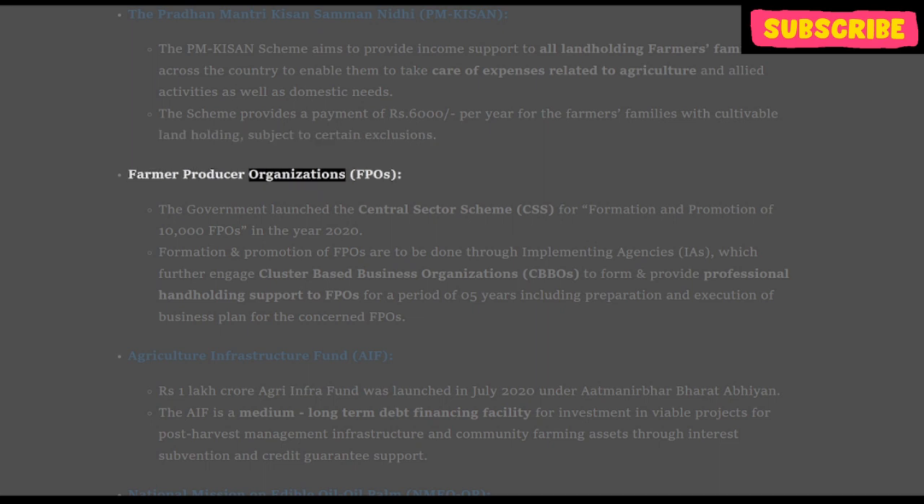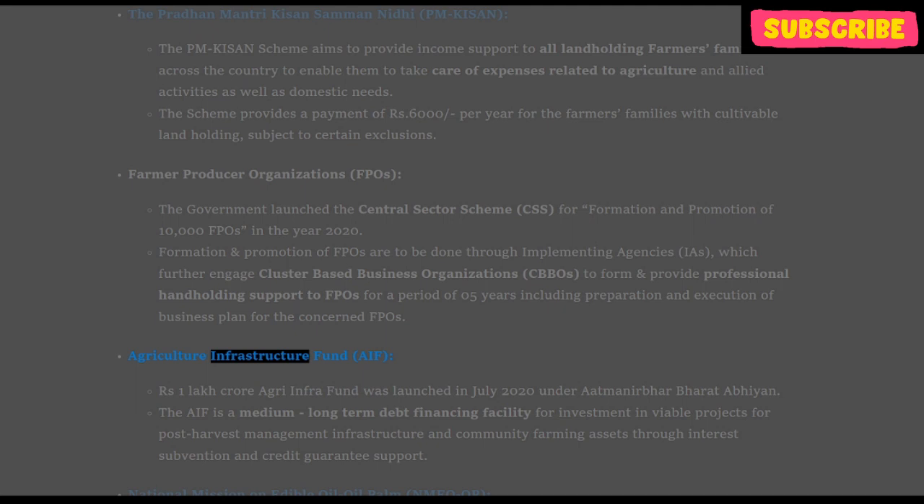Farmer Producer Organizations, FPOs. The government launched the Central Sector Scheme, CSS, for formation and promotion of 10,000 FPOs in the year 2020. Formation and promotion of FPOs are to be done through implementing agencies, IAs, which further engage cluster-based business organizations, CBBOs, to form and provide professional hand-holding support to FPOs for a period of 5 years, including preparation and execution of business plan for the concerned FPOs.